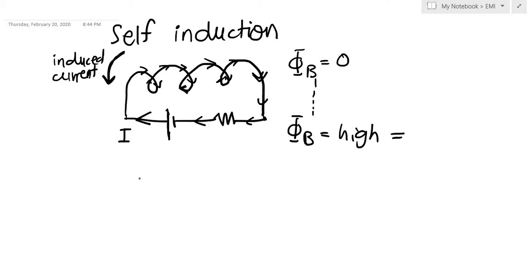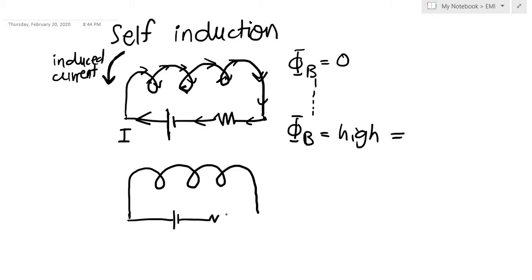And this is also true for when the current is regularized and everything, and then you just randomly turn it off, you turn the power source off. So from when the current regularizes, the magnetic field will have some high constant value. Okay, and when you just kill the switch, it again suddenly drops back down to 0.